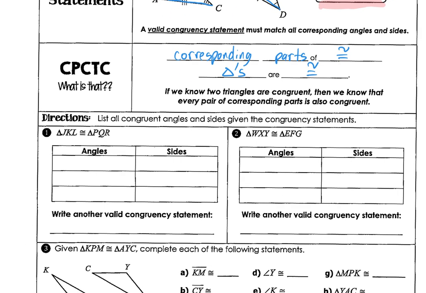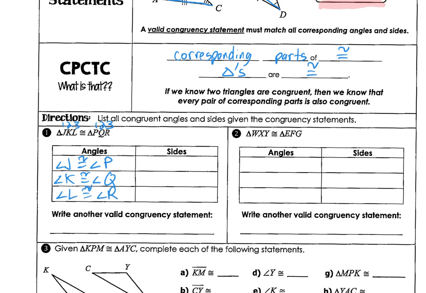We're just saying that everything in one matches something in the other. So to practice that, I want you to list all congruent angles and congruent sides given the congruency statement. Let me do one here, and then perhaps pause it and try number 2, and then take a look and see what I get. So let's match up all the angles. You don't necessarily have to do this every time, but I recommend it because it's especially helpful with the angles. Angle J is congruent to angle P. Angle K is congruent to angle Q, and angle L is congruent to angle R.